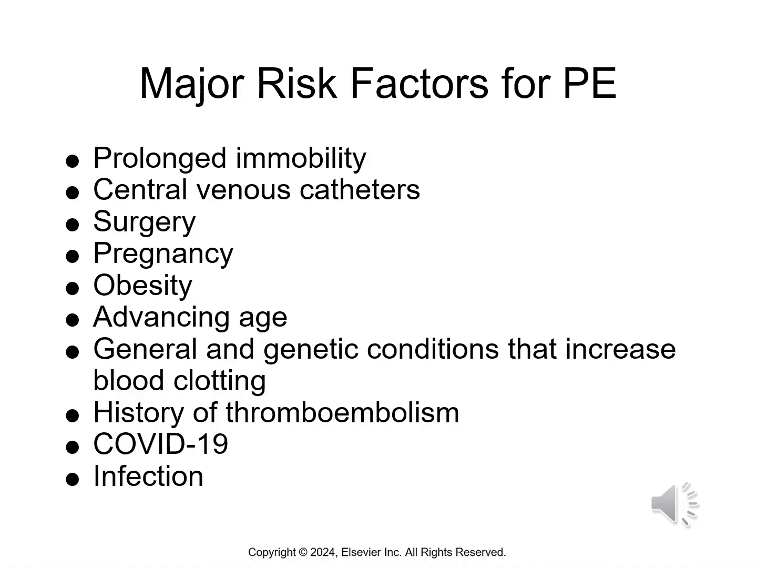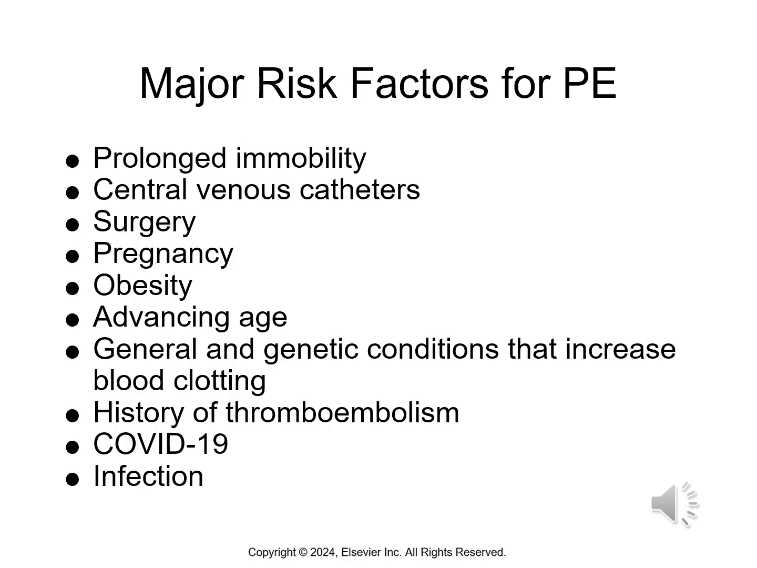Pregnancy is also a risk for PE because our body is going through so many changes and trying to grow a baby, as well as trying to maintain the homeostasis of the mother. Obesity is another risk because, again, that impairs mobility, but also makes it to where circulation can be impaired in the legs and lower extremities. Advanced aging is also a risk factor for PE because, again, they are not as mobile as, say, a younger individual. There are general and genetic characteristics that can cause blood clotting.